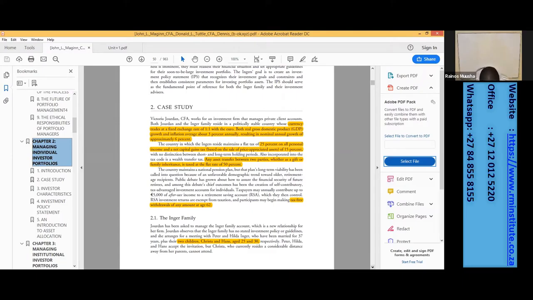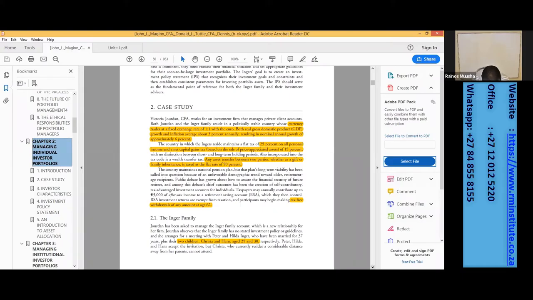they say Victoria Jordan, CFA, works for an investment firm that manages private client accounts. Both Jordan and the Inga family reside in a politically stable country whose currency trades at a fixed rate of 1:1 with the euro. Both real gross domestic product growth and inflation average about 3%, resulting in a nominal annual growth of what?